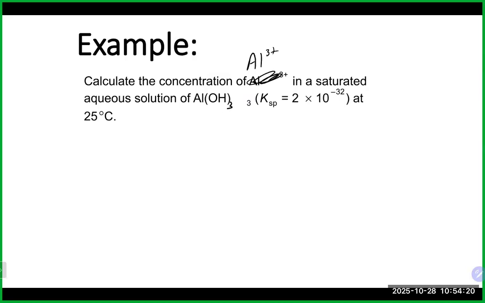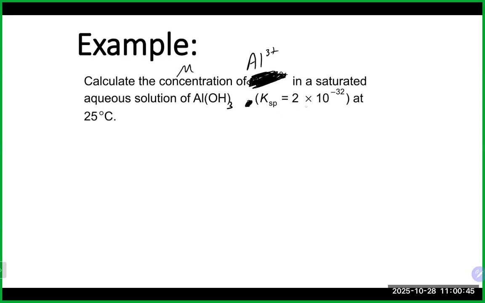The 3 over there, maybe. The solution has a Ksp of 2 times 10 to the minus 32. So give it a go, see what you come up with. We're looking for the concentration of aluminum, so basically the molarity.